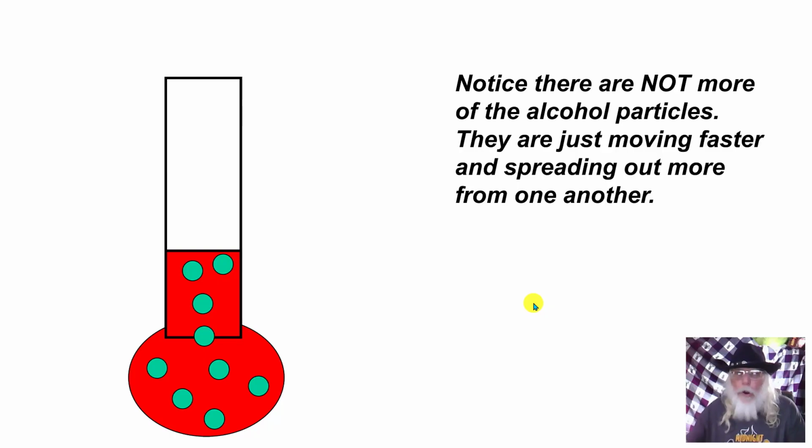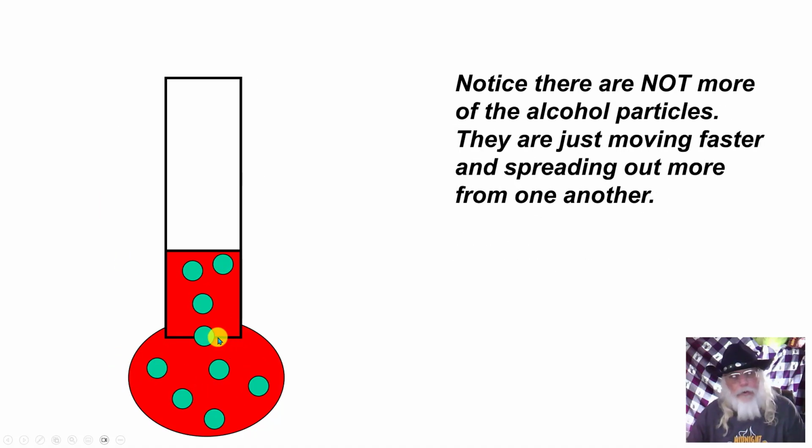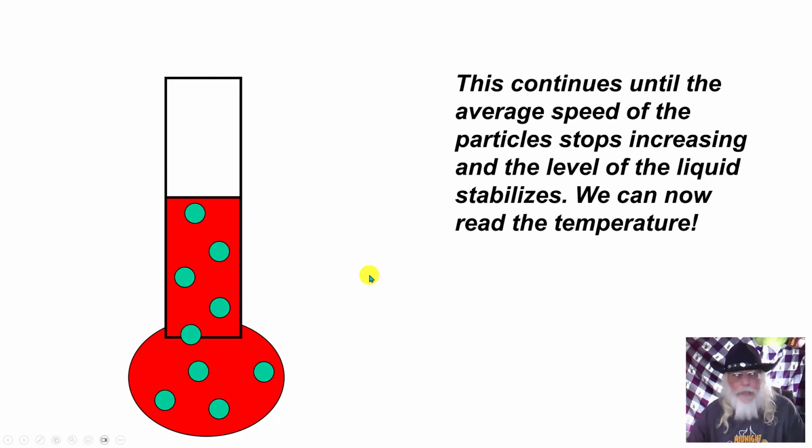Notice that there are not more particles. It says alcohol, but it really should say there are not more of the mercury particles. So 1, 2, 3, 4, 5, 6, 7, 8, 9. There's 9. It's not that there's more particles. It's not getting more liquid. It's expanding because of the extra kinetic energy, the extra motion. They're moving faster and spreading out more from one another. Look at that amazing animation. This continues until the average speed of the particles stops increasing and the level of the liquid stabilizes. We can now read the temperature.